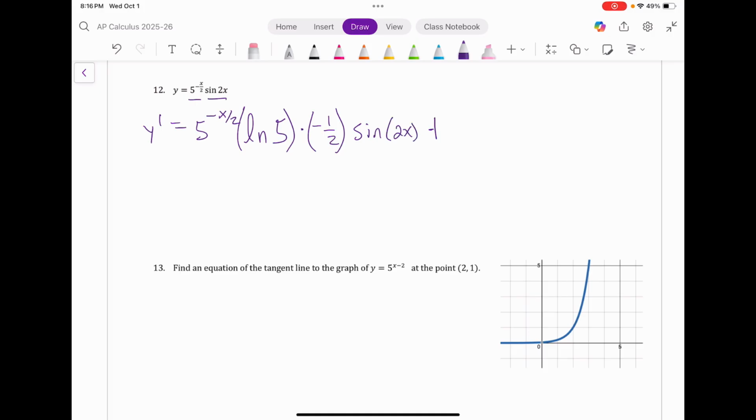All right, plus, right? So now the second part of the product rule. Okay, so 5 to the negative x over 2, not changing that, times the derivative of sine of 2x, which is cosine of 2x, and then chain rule. So times the derivative of 2x, which is 2. Okay, and that's a good answer. Or, you could see it where they factor out the 5 to the negative x over 2.